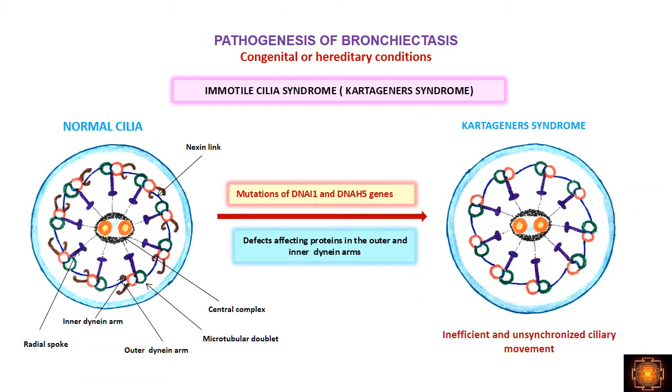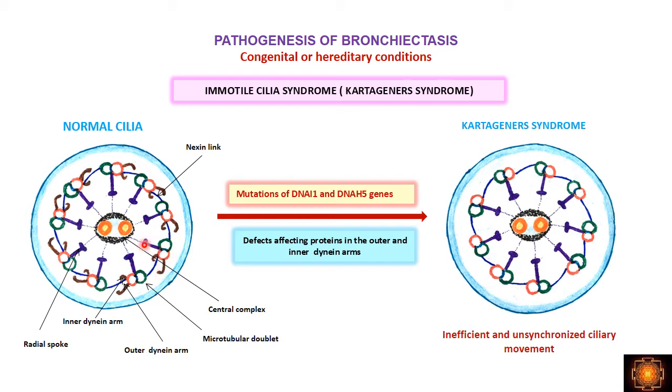Now another condition is immotile cilia syndrome or Kartagener syndrome. When we see a normal cilium, the cilia present on the epithelium, the structure has microtubules connected by the nexin, and these microtubules have two arms, the inner dynein arm and the outer dynein arm, and then you have a central radial spoke and a central complex.